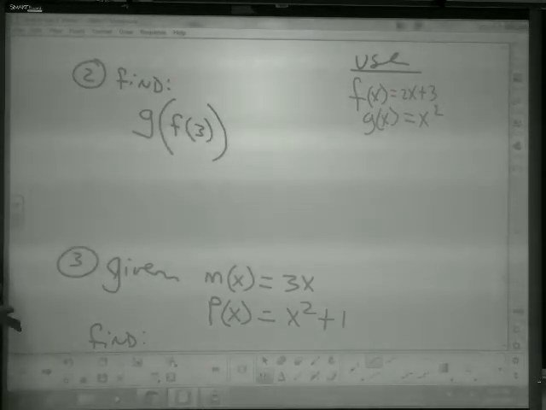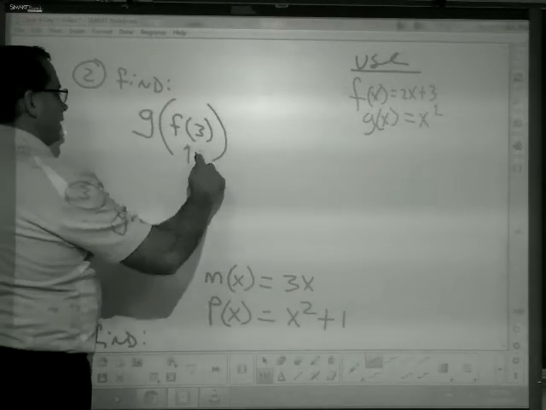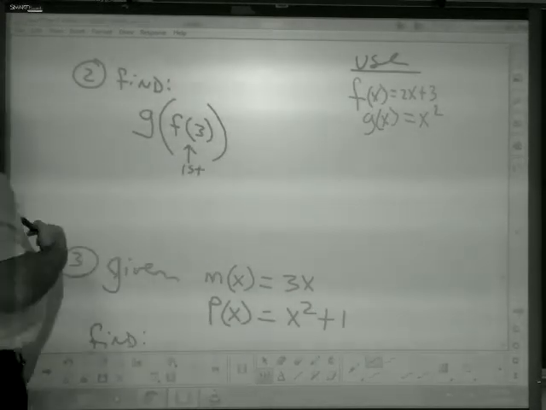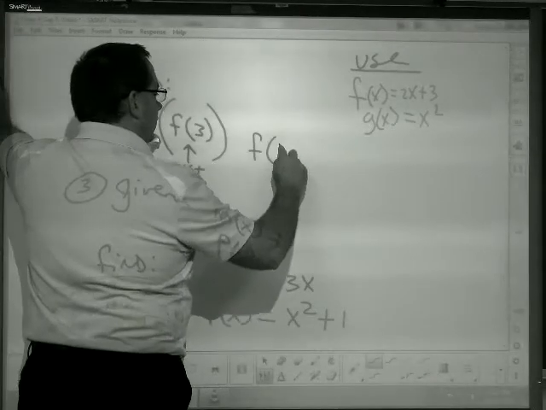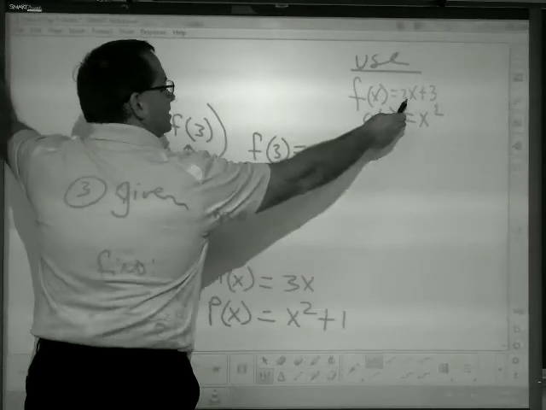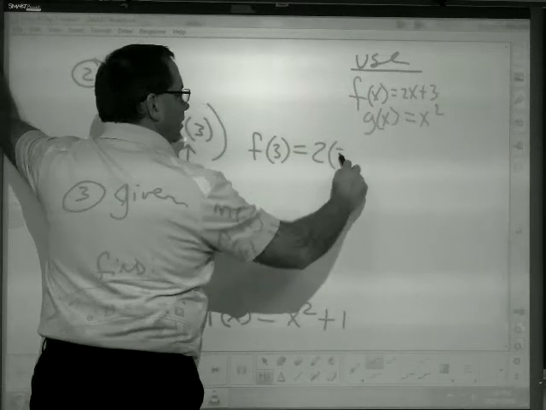So which one am I going to do first? I always work inside, so we're going to do this first. The f of 3, so I ignore this for a minute. And I go, okay, I can do the f of 3. So wherever I see x, I'm going to put 3.